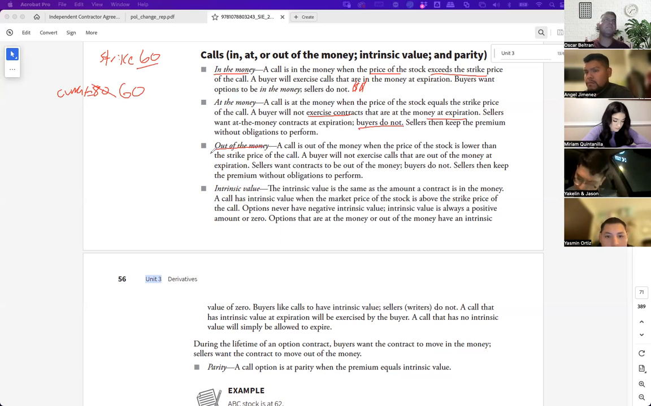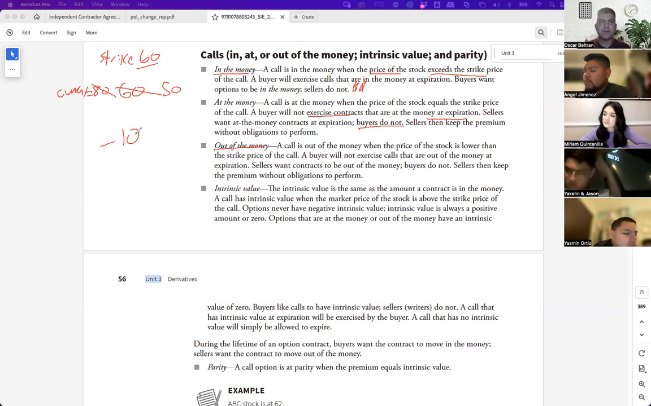Now, out of the money is very simple. Let's say our strike price is 60 and our current market price is $50. So right now we're out of the money. We're negative 10. We're not going to exercise this contract, and the person that sold this contract is going to keep that premium, so they're happy. Now, intrinsic value: as long as it's above the strike price, it has intrinsic value. Does that make sense?